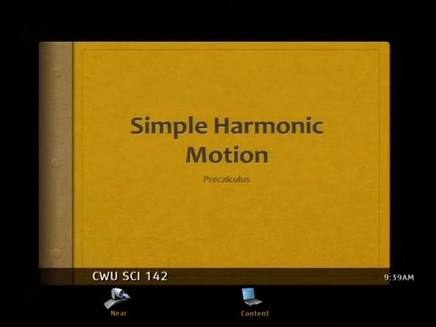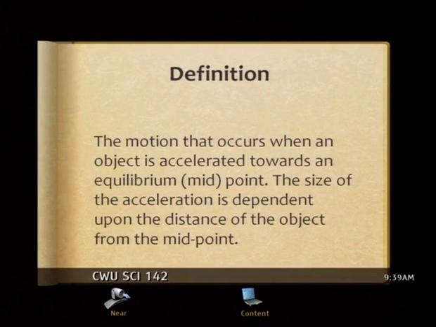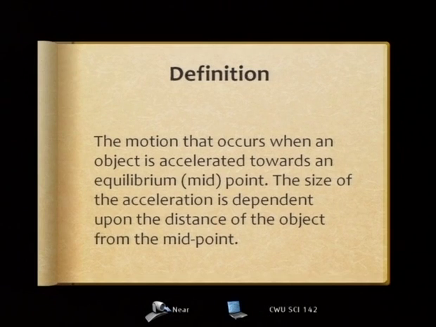So first question, what is simple harmonic motion? Basically, an intuitive understanding of it is that it's the motion that occurs when an object is accelerated towards an equilibrium point. The size of the acceleration is dependent upon the distance of the object from that midpoint, from that equilibrium point. So let me make some sense out of that for you.